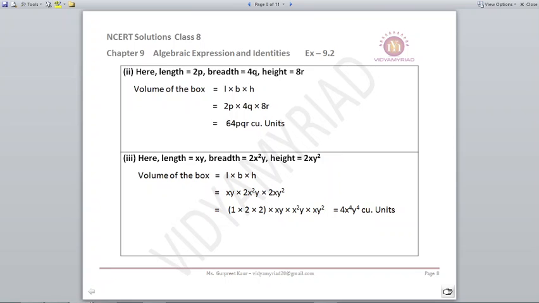Next, length is xy, breadth is 2x square y and height is 2xy square. So length into breadth into height when we do, please be very careful, there are many x and many y. So xy multiplied by 2x square y multiplied by 2xy square. So 2 into 2 is 4. Now x raised to power 1 plus 2 plus 1, that will become 4. And y raised to power 1 plus 1 plus 2, again 4. So the answer is 4x raised to power 4 y raised to power 4 cubic units.